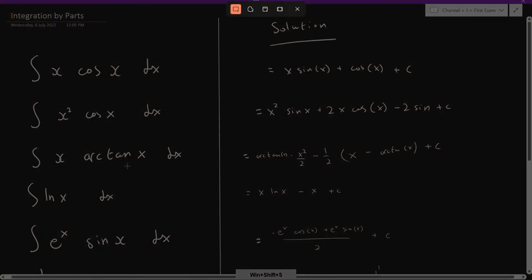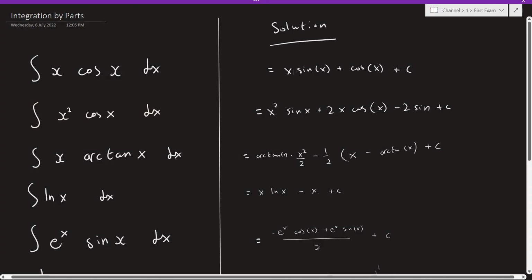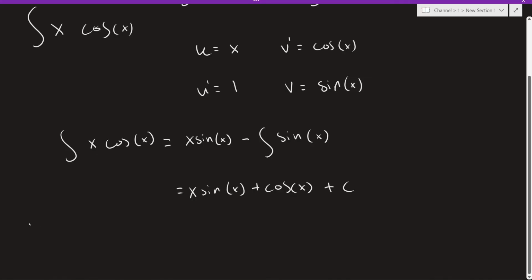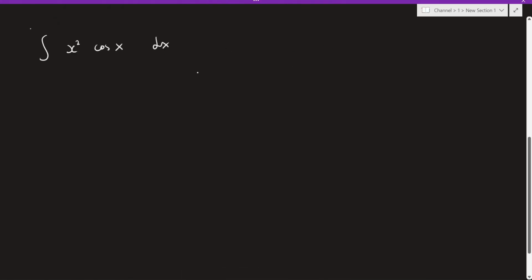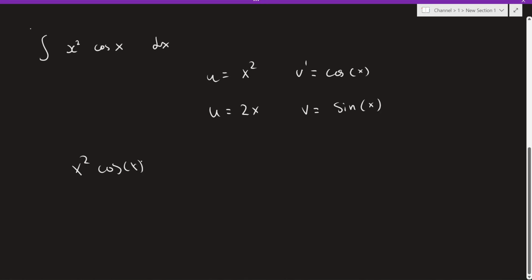Next question. Feel free to choose any of these questions and the solution is on the right. Okay, so this one looks very similar to what we just did, but there's a little trick here. So u is equal to x squared, v prime is equal to cosine x. The derivative of x squared is 2x, while the integration of cosine x is sine x.